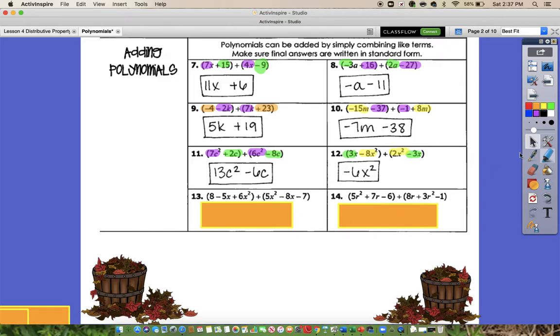Okay, and 13, I'm just going to highlight things that can be combined. So my constant 8 can be combined with the constant negative 7. Negative 5x can be combined with negative 8x because they both have x to the first power. And 6x squared can be combined with 5x squared. So I'm going to start with my highest exponent, these x squareds. 6x squared plus 5x squared will give me 11x squared. And negative 5x plus negative 8x will give me negative 13x. And then 8 plus negative 7 will give me positive 1.